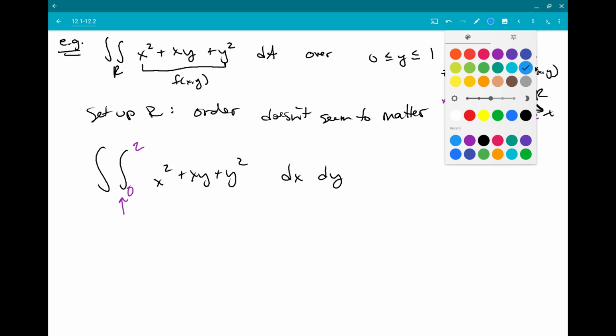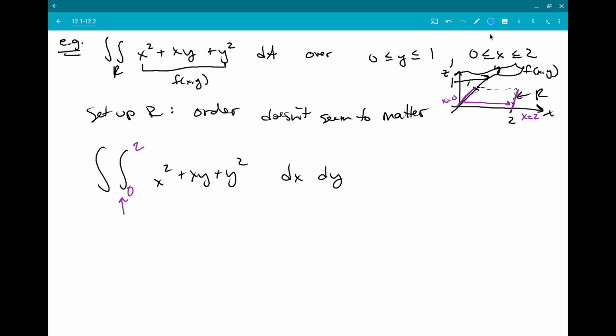I'll try to do this next one with dashy lines in case the colors are hard to tell apart. Okay, so now I'm going to think about my y's. I think about going up and down. My lowermost bound down here is y equals 0, and my uppermost bound up here is y equals 2. Sorry, y equals 1.